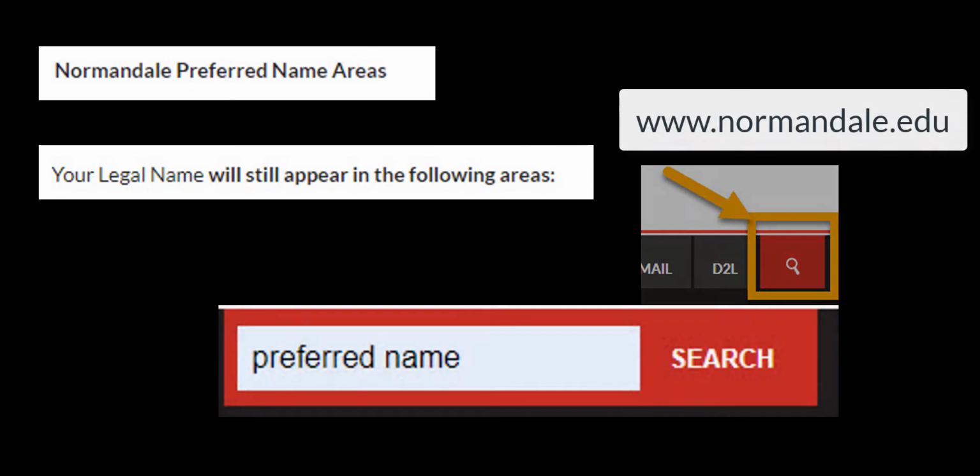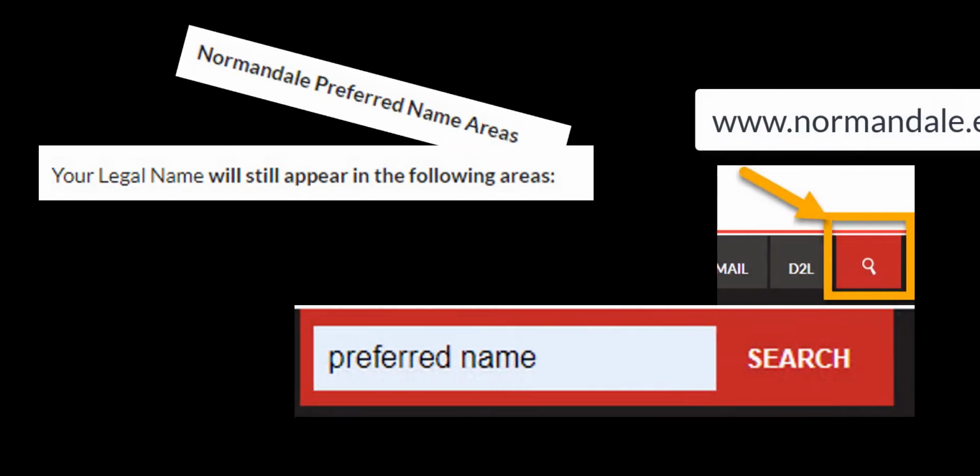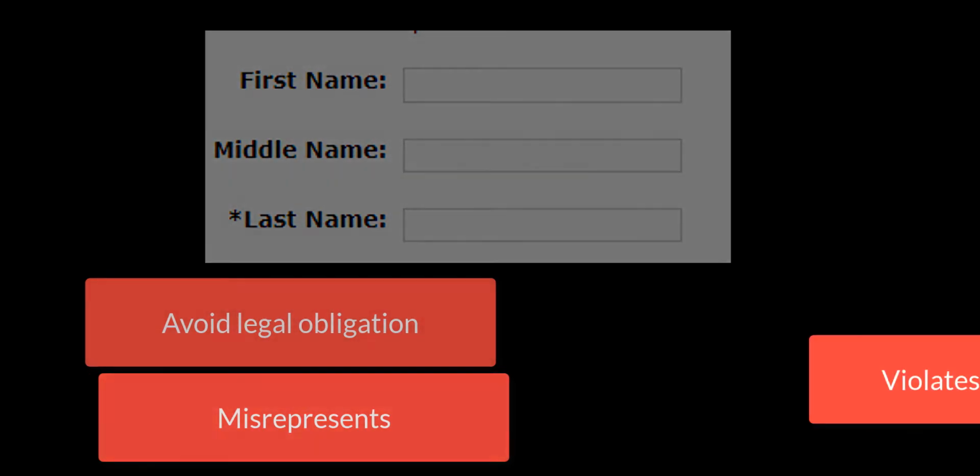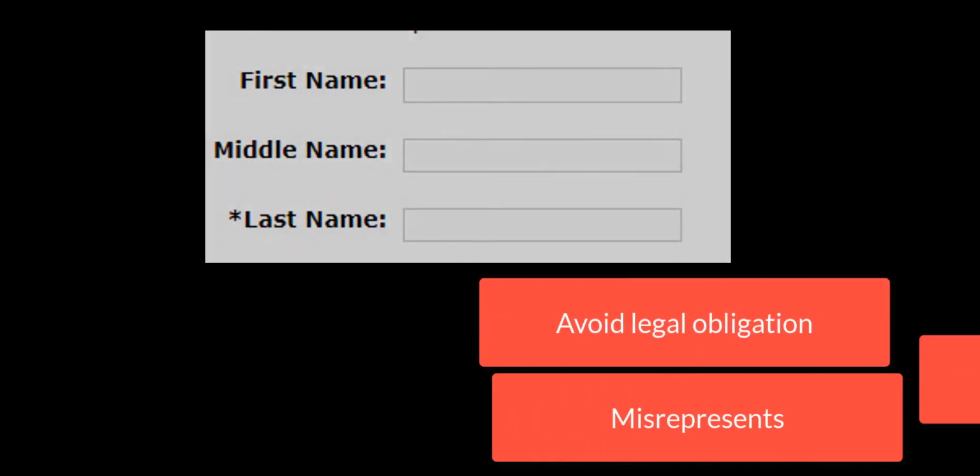Next, let's talk about how you request a preferred name. You may request a preferred first, middle, and/or last name. Please note that Normandale Community College reserves the right to deny a requested preferred name if the requested name is inappropriate. For example, if it's requested to avoid a legal obligation, to misrepresent, or if it violates a system policy.